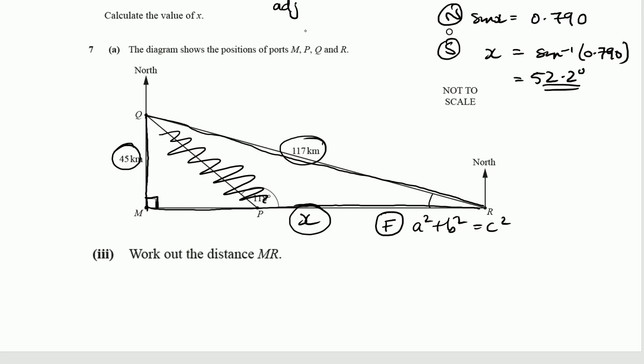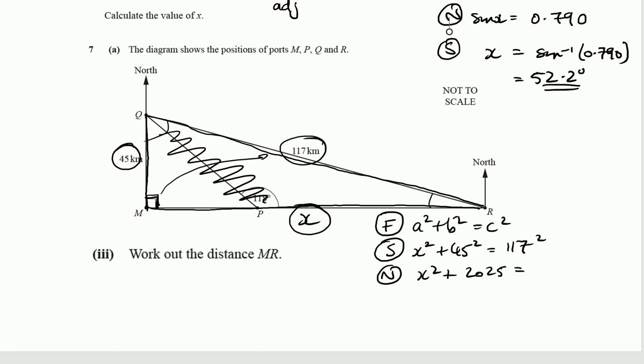I don't care about this angle in here or this angle over here. Remember, the two shorter sides have to gang up to take on the longest side. And the longest side is the one the right angle is pointing at, the 117. So when I'm substituting in, my x squared and my 45 squared are teaming up to take on the 117 squared. A nice job now will be to work out these squares on my calculator. So 45 squared is 2025, and 117 squared is 13,689.